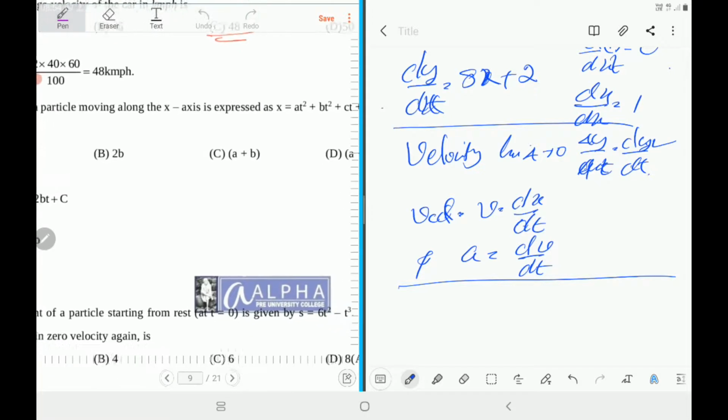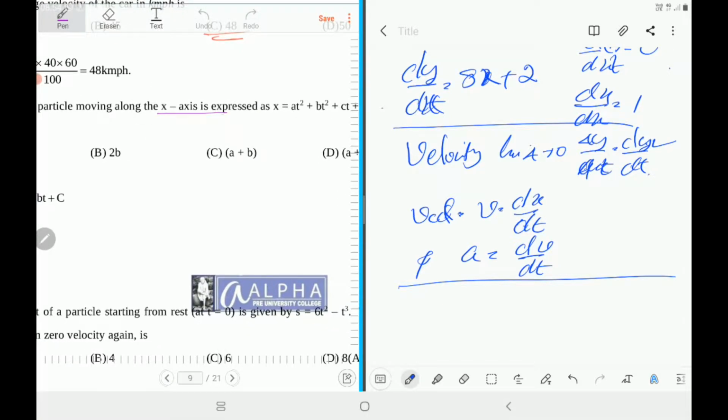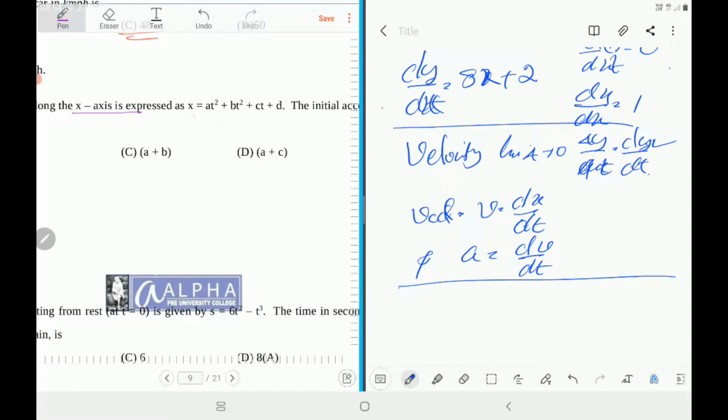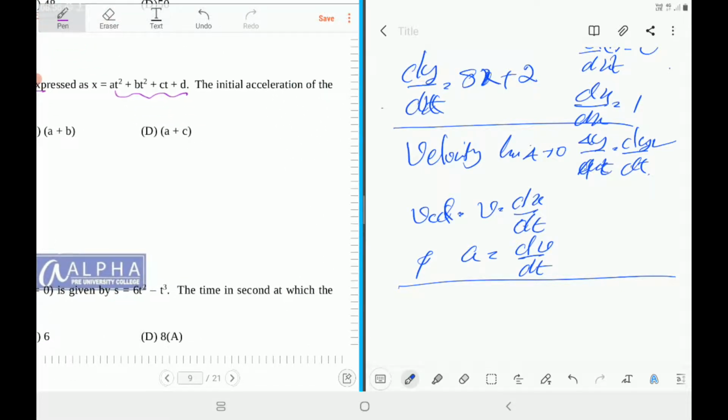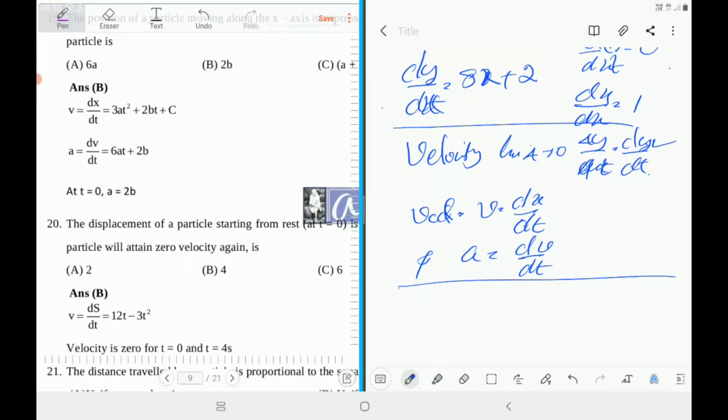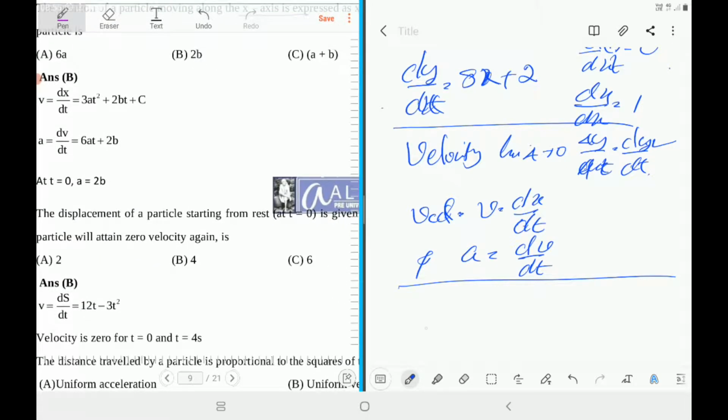The position of a particle moving along the x-axis is expressed as x, which is position, meaning displacement, equal to at square plus bt square plus ct plus d. Here the position at different instants has been expressed in terms of at square, bt square, plus ct plus d, where a, b, c, d are constants. The initial acceleration of the particle is, initial meaning at time t equal to 0.